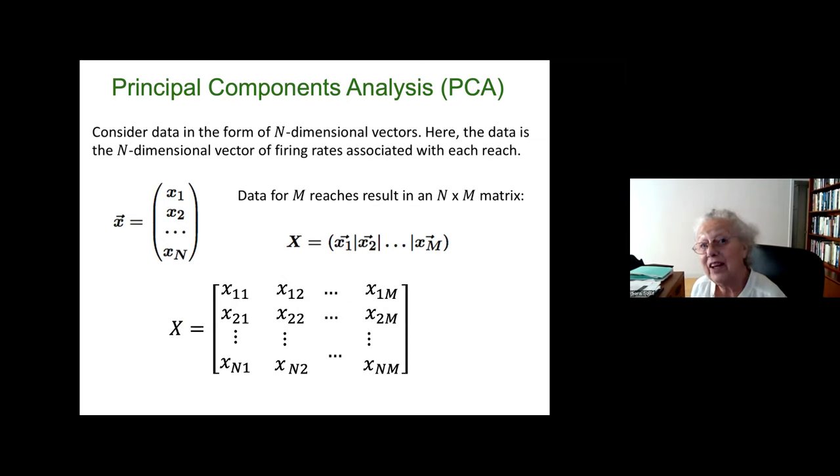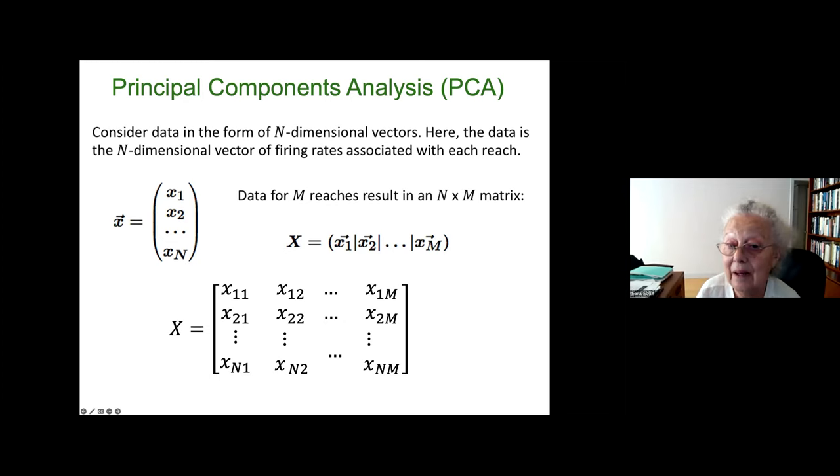We have the data, and every data point is an n-dimensional vector because I'm measuring, in this case, n neurons simultaneously. Every reach gives me a data point, so I have m reaches, m data points. Every data point is an n-dimensional vector, and I organize these vectors as columns in a matrix. So this is the first reach, neurons 1 to n, the second reach, neurons 1 to n, and the last reach, neurons 1 to n.